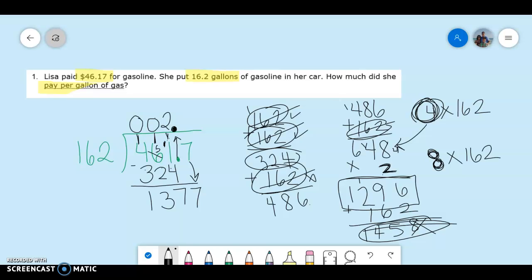So what I need to do now is use my 8. That 8 has to be placed on top of this 7 right here. Okay, so that 8 goes here. And I'm going to take that 8 and multiply it by the 162. And the good news is I've already done it. It's this guy right here. Okay, a little messy. And I put my 1,296 right here, and I'm going to subtract them.